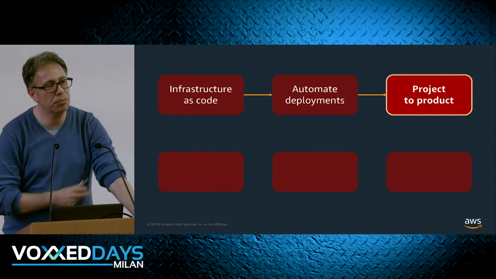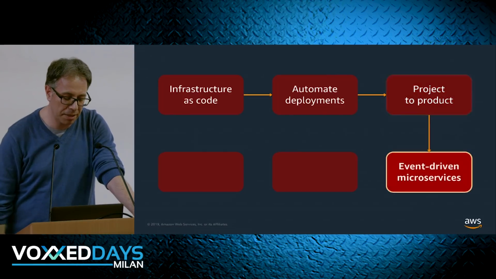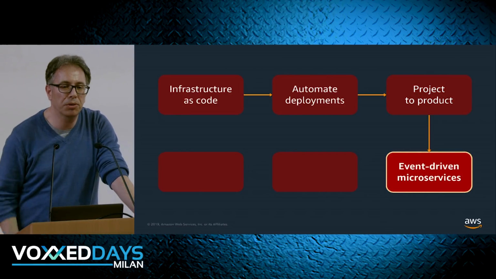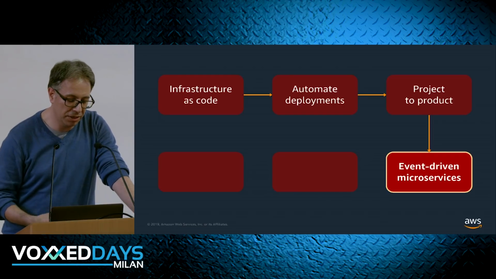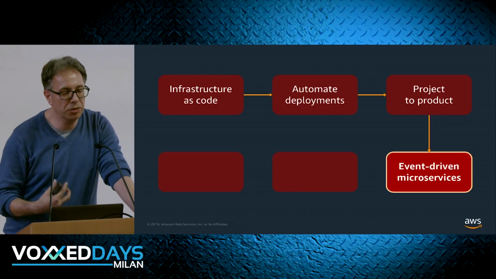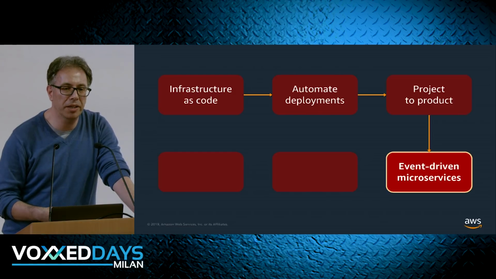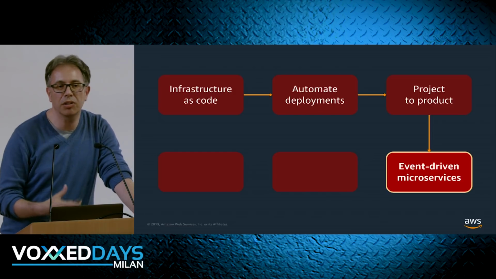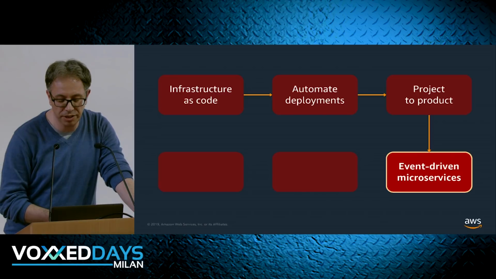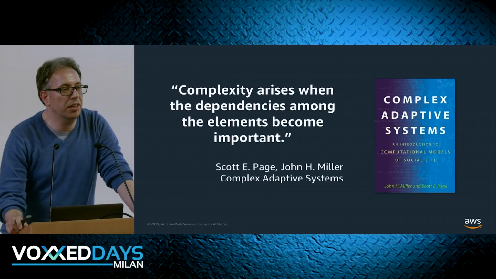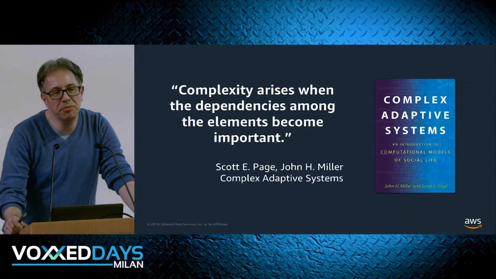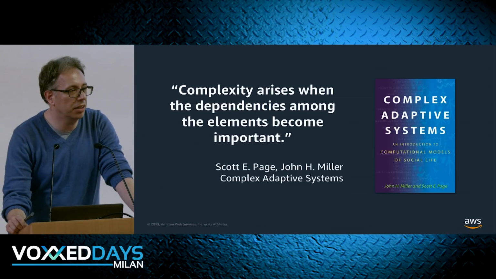So when you move to product development, the next step is to build the product to be composed of small parts. And these small parts should interact in an event-driven way. Events is something that we talk a lot about when we talk about serverless functions like Lambda, but I think it's really important.